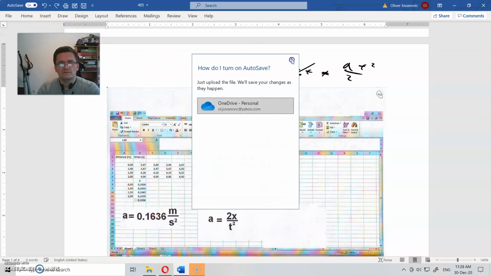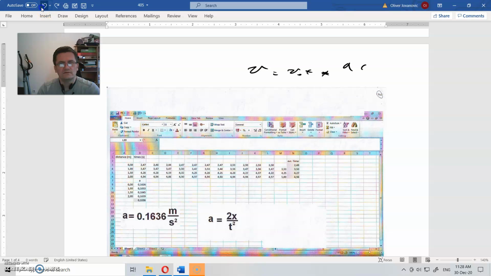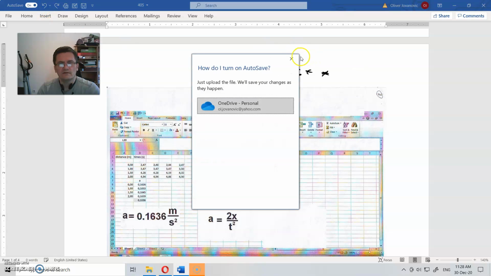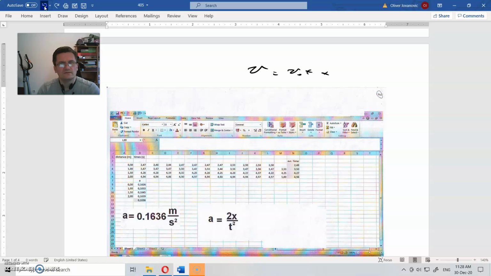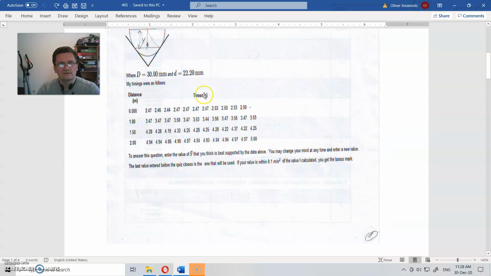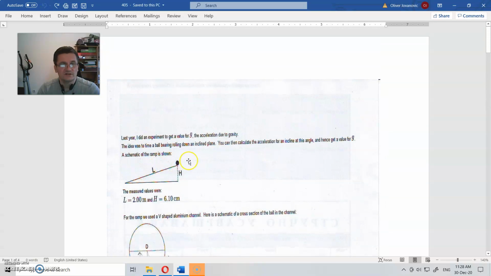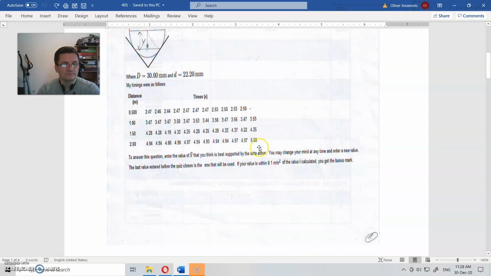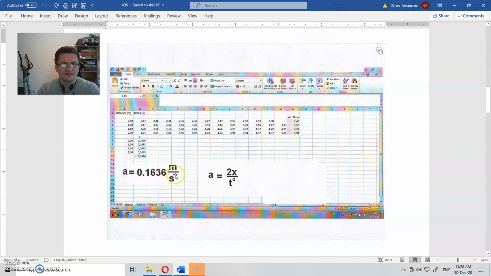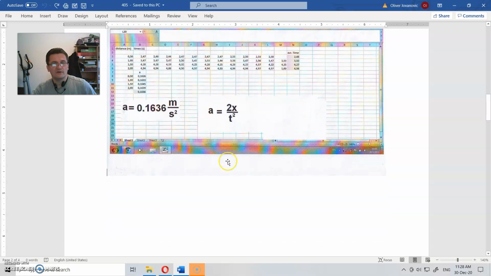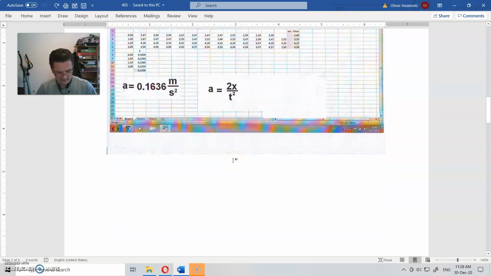down this inclined plane. So this is the acceleration for the ball from here to here. We calculated this using Excel. So when we find the acceleration, now we go to find other things.